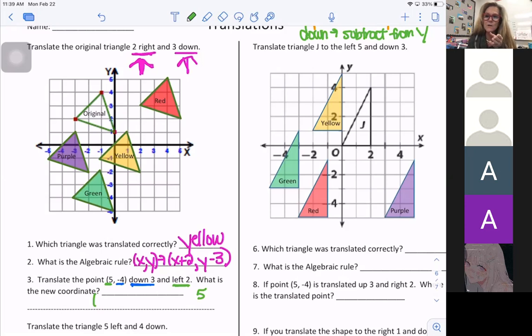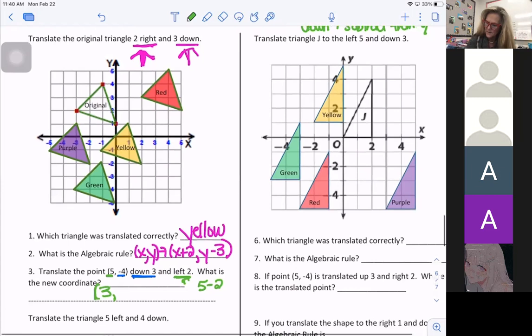It's left. So what do I know? I'm going to subtract from x, and I'm subtracting how many? 2, right? Because it says 2. What is 5 minus 2? 3. So I have my x value.